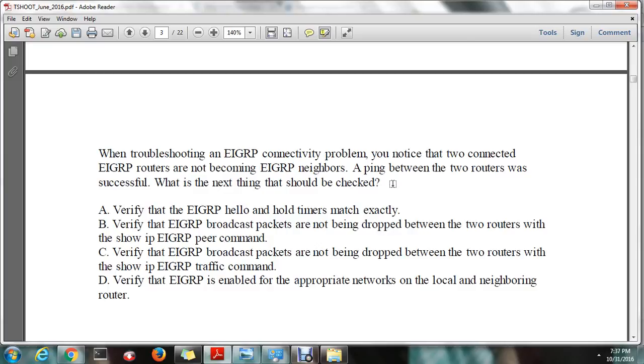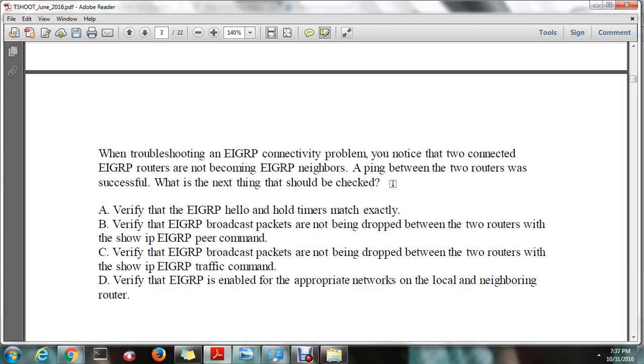So show IP EIGRP neighbor, so show IP EIGRP interface brief. This command will show what peer IPs are configured and connected toward this router. This command is not going to be helpful to troubleshoot with respect to the EIGRP neighborship.